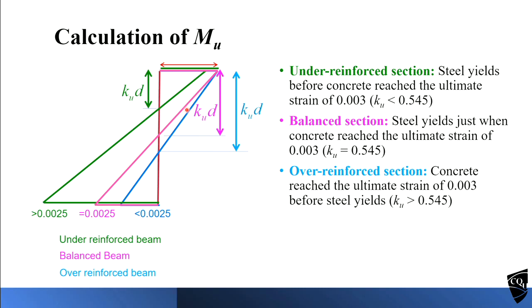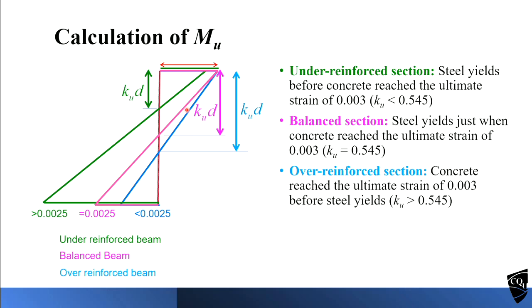That means Ku should be less than 0.545. We shouldn't exceed that at any cost. So we shouldn't have an over-reinforced section. It's very bad. A balanced section is also not very good because we don't know which one will fail. So for an under-reinforced section, Ku should be 0.545 or less.